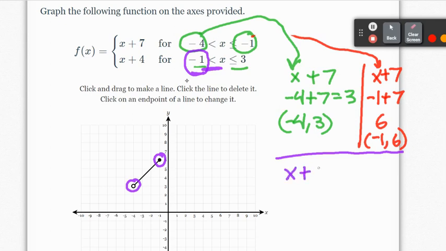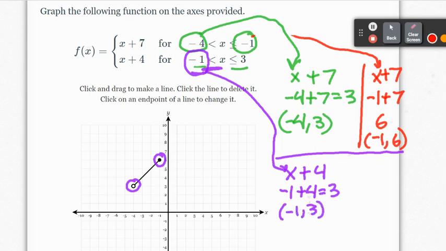So x plus 4 is the new rule, and I plug negative 1 into it. So negative 1 plus 4 gives me 3. So the coordinate negative 1, 3 is where a new hole will be in just a moment. So negative 1, 3. And then I plug in the 3 and get the same process, x plus 4, plugging in a 3 in there.